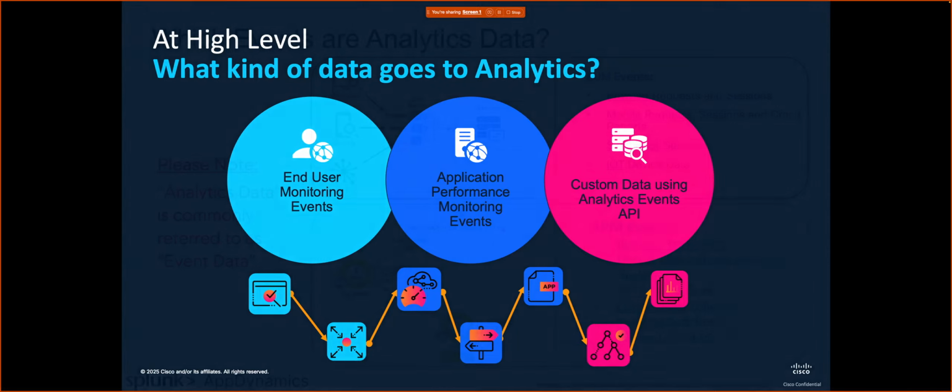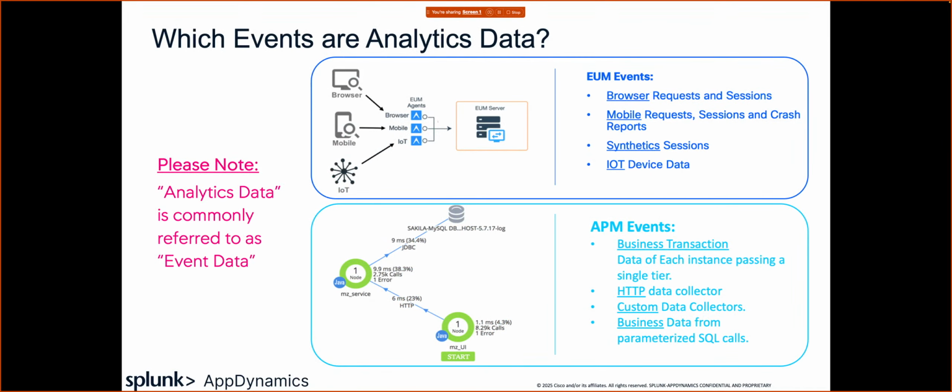Let's keep going on. Now, this is that breakdown I promised with the EUM and the APM events. So now analytics data is commonly referred to as event data. There's some terminology whenever you're looking at something new, right? There's some terminology differences. So on the event side, on the EUM side, pretty much all browser requests and sessions, the AJAX requests and everything on both the browser and mobile side. Also synthetic sessions, also your IoT device data or sessions associated with that.